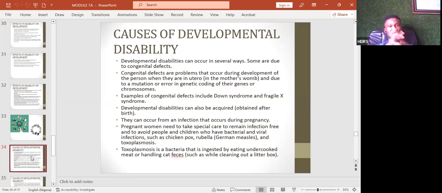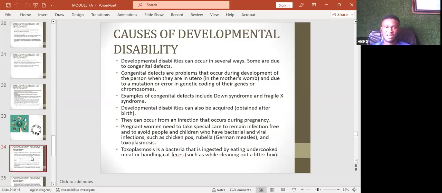Pregnant women need to take special care to remain infection-free. They should be very careful not to contaminate themselves, because that may affect the child. Also avoid people and children who have bacterial and viral infections, so that you don't touch them or get infected. But these diseases may not necessarily affect the mother, but have a higher effect on the unborn child.